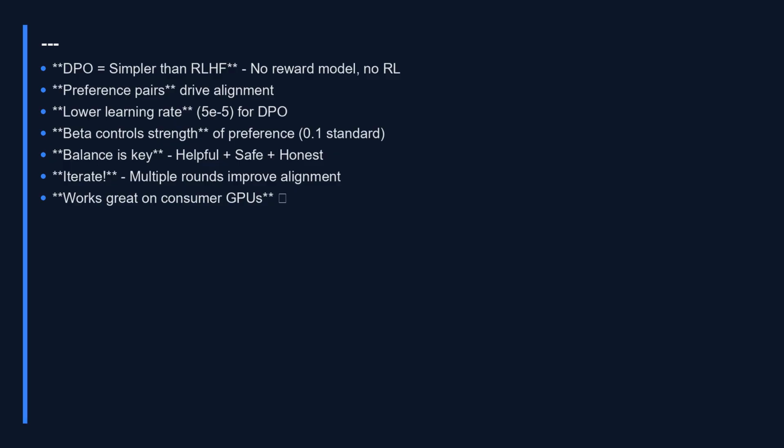Aim for balance across helpfulness, safety, and honesty. A model that excels at only one of those is a worse model overall. Expect to iterate. 2 or 3 rounds of train, evaluate, refine is normal, not a sign something went wrong, and your Tesla P40s are more than capable of running this entire workflow.